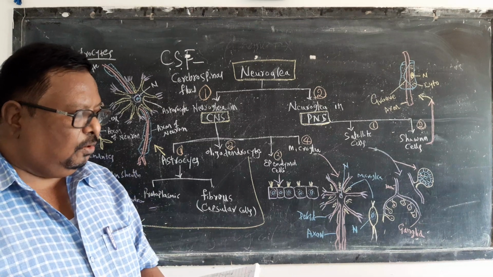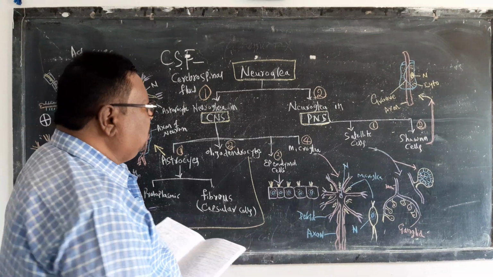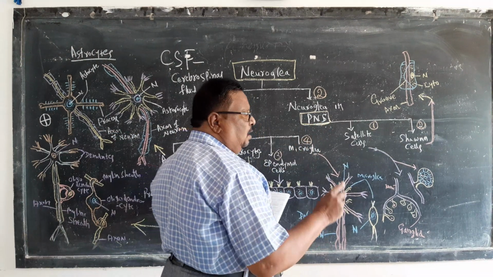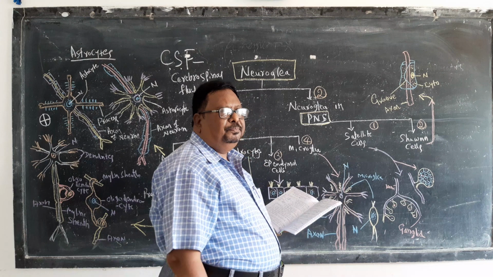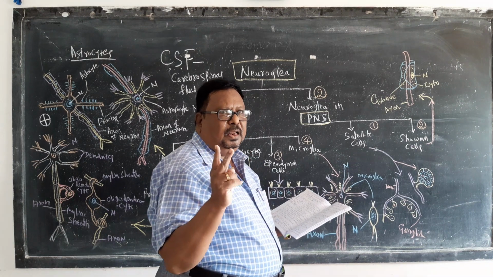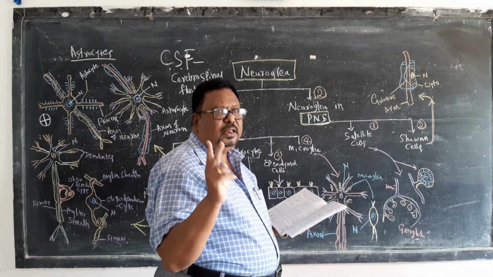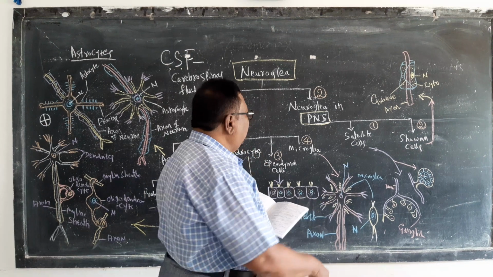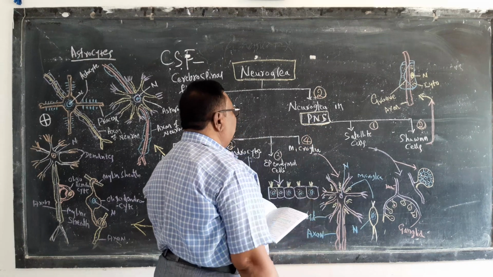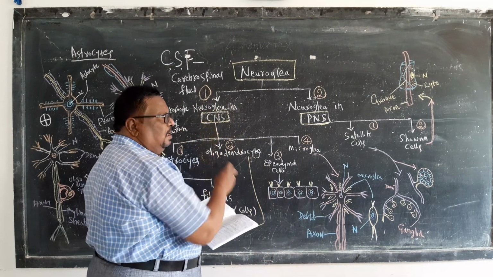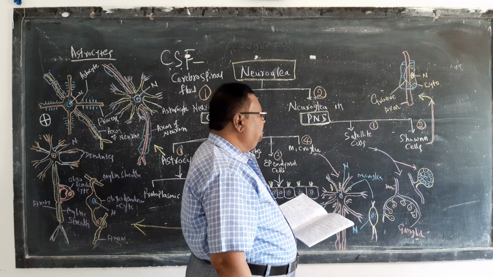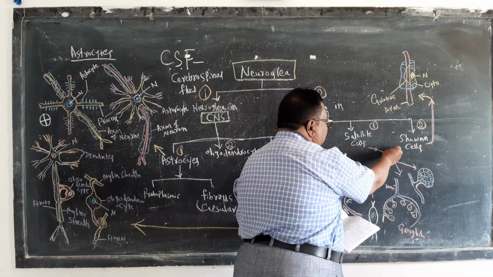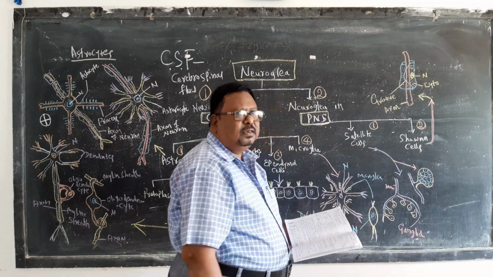Now coming to the neuroglia in the peripheral nervous system. In the peripheral nervous system, there are two types of neuroglia. Peripheral nervous system, PNS; central nervous system, CNS. There are two types. One is satellite cells, and the second one is the Schwann cells.